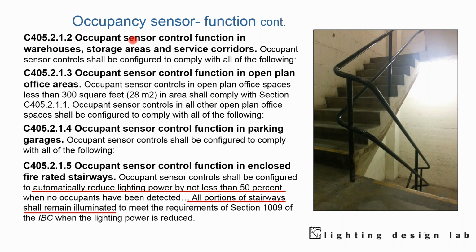So they discussed this for warehouses. We just looked at open plan office areas, and parking garages, which we won't go into the details on, but you would look at that. But now for sensors controlling enclosed fire-rated stairways, they automatically reduce lighting power by not less than 50% when no occupants have been detected. However, all portions of the stairway shall remain illuminated. So you can't have the lights go out completely, but they can go down when nobody is around, just not turning them off.